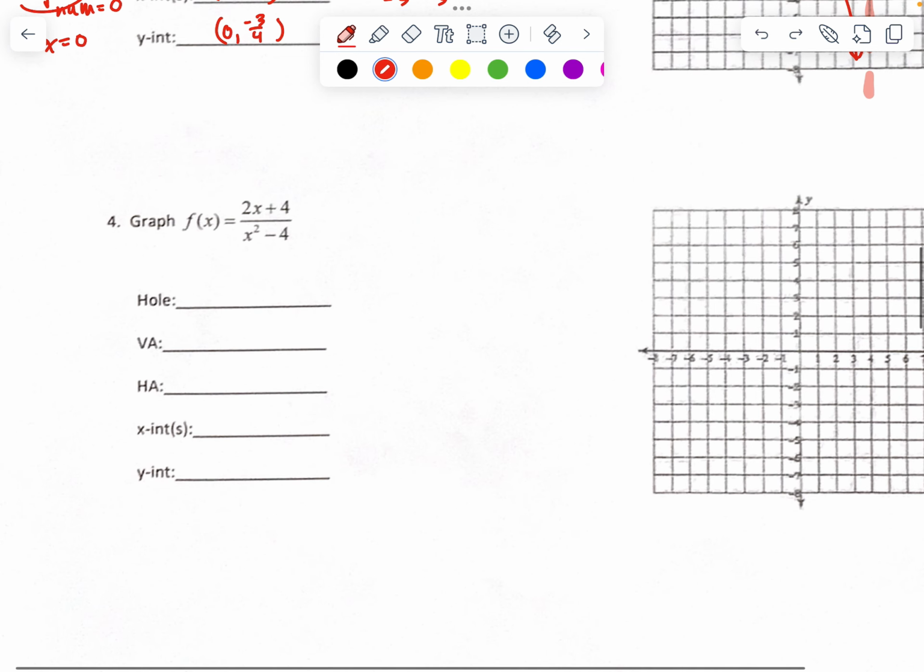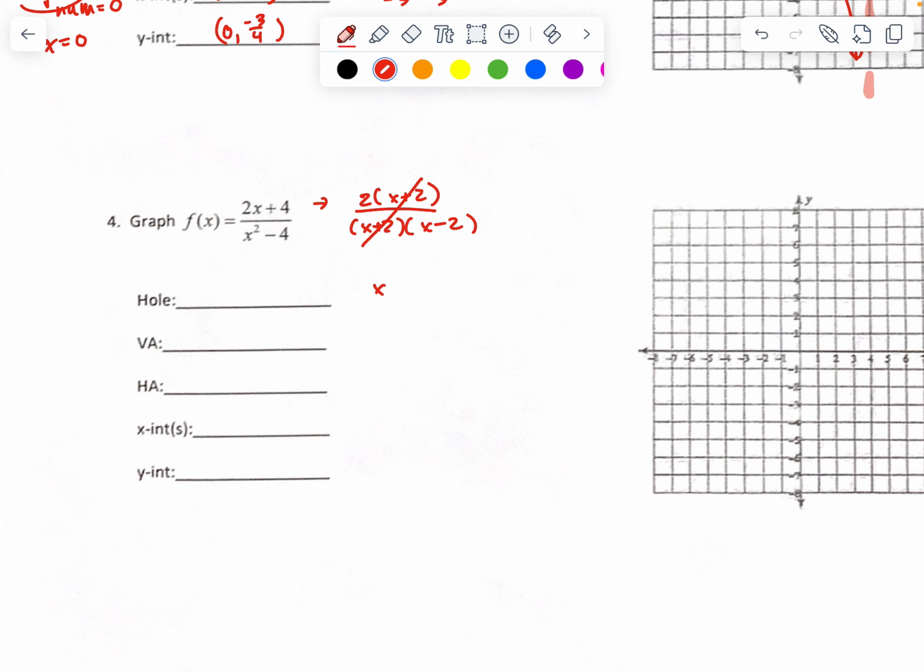All right, let's factor this. We could factor out a GCF of 2. So we have x plus 2, difference of squares in the denominator. So we're going to have x plus 2, x minus 2. These cancel out, which means we have a hole where x plus 2 is equal to 0. Subtract 2. X is equal to -2. Hole at x is equal to -2.